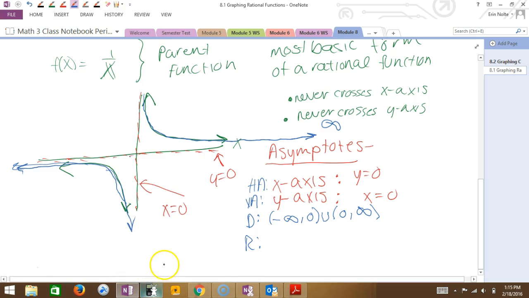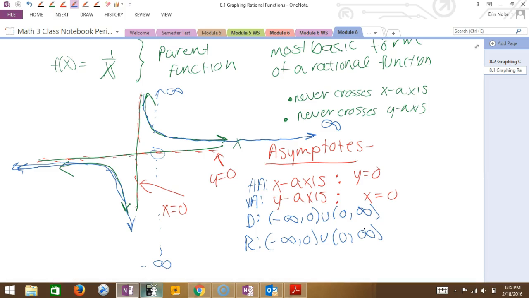So starting down here at negative infinity, I'm going up. Oops, can't go past that. So I have negative infinity to 0, which stops me. And after I stop right here, I can go up all the way to infinity with my range. So 0 to infinity. So with this parent function, I found it had 2 asymptotes, a horizontal and a vertical right on the axes. And I could write my domain and range.